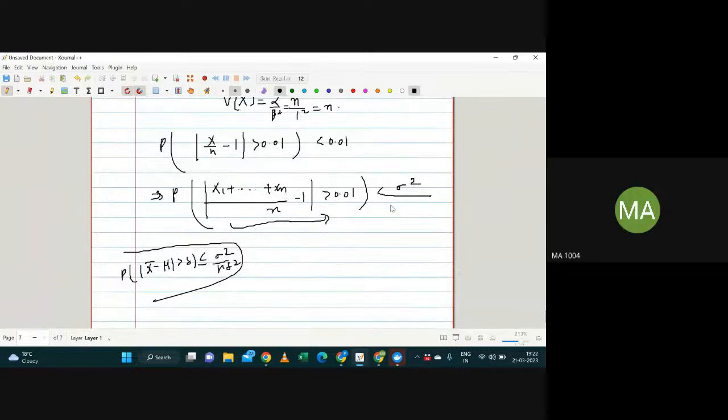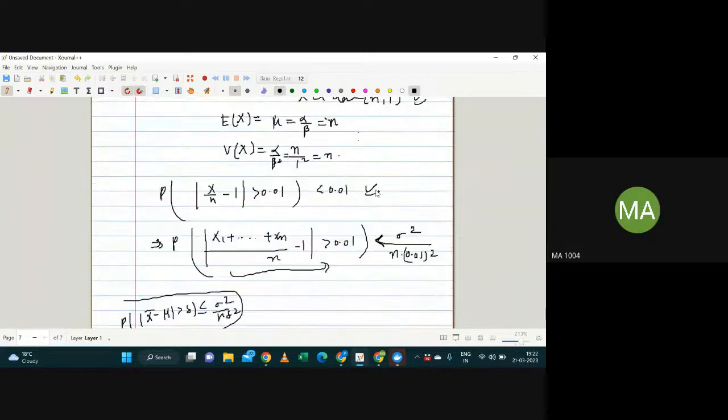N is n. Delta is 0.01 square. Can you please explain it again? I'm not getting it. Okay, these things we have to find out, right? By this, we have to find out the value of n. Correct?